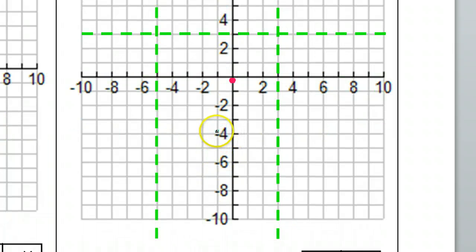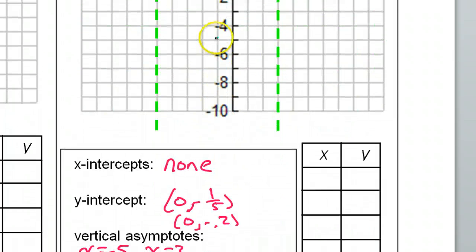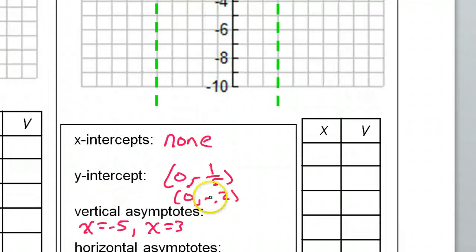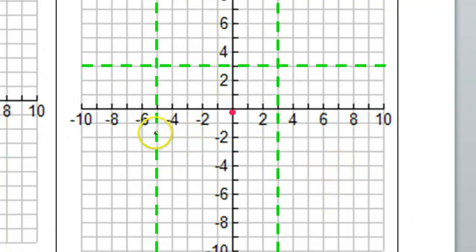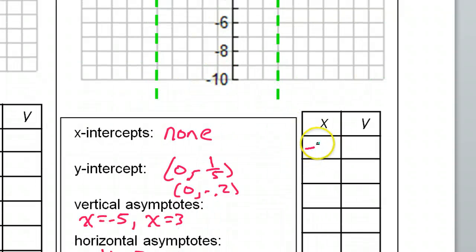So that's my y-intercept. Alright, now we need a bunch of points to graph. I need 2 points on the left, 2 points in the middle, and 2 points on the far right. So let's see. How about negative 7 and negative 6 for that zone.